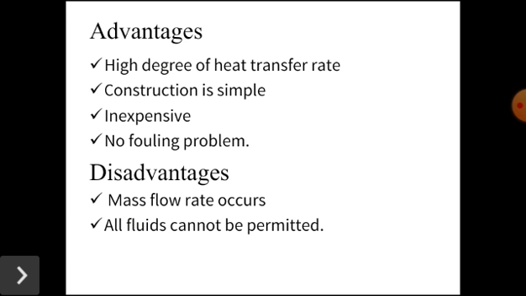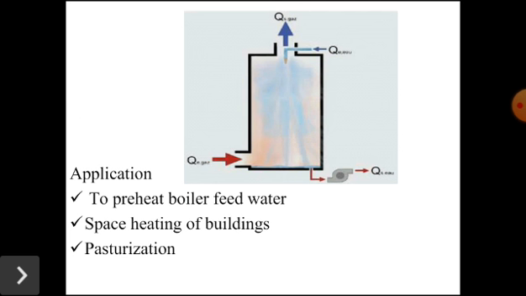This is not occurring here. Okay, then the disadvantages. Since both fluids are mixing here, mass flow also occurs. The other main disadvantage is that not all fluids can be permitted in this type of heat exchanger. Now, this is the general diagram for a direct contact heat exchanger.